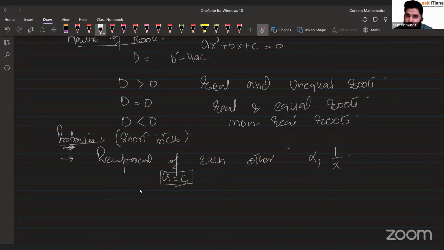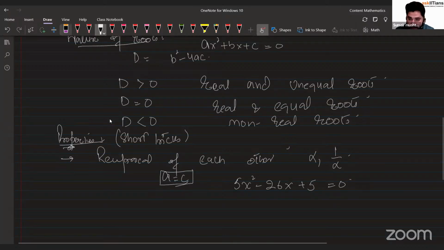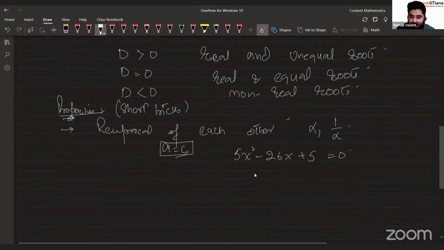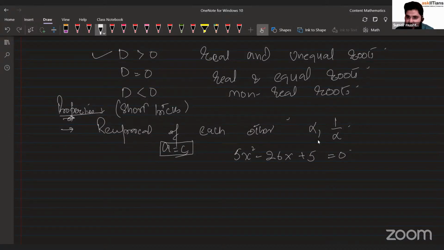Example, are you getting me? I hope you are getting me. Let us suppose you have 5x square minus 26x plus 5 is equal to 0. What's a here? That's 5, right? What's c here? That's 5. Now, this is all applicable when the roots exist, when the discriminant is greater than 0. I have some kind of roots for this, isn't it? How can I break this?